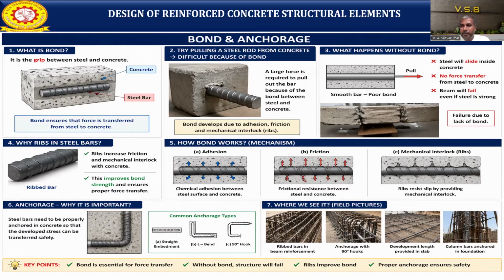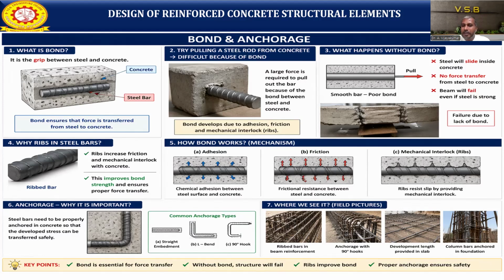Two types of material are available, one is concrete and the second one is steel. Both materials are going to develop different types of stresses. Okay, the stresses we need to handle properly, and for that we need to anchor properly. Commonly we use three different types of anchorage systems: one is a straight embedment, one is an L bend, and one is a 90-degree hook. These three are commonly used for the anchorage system.